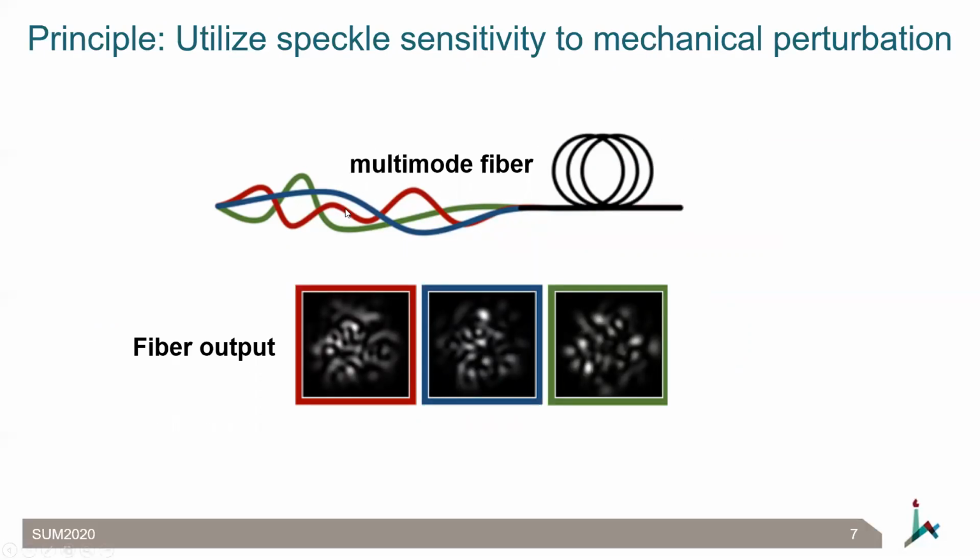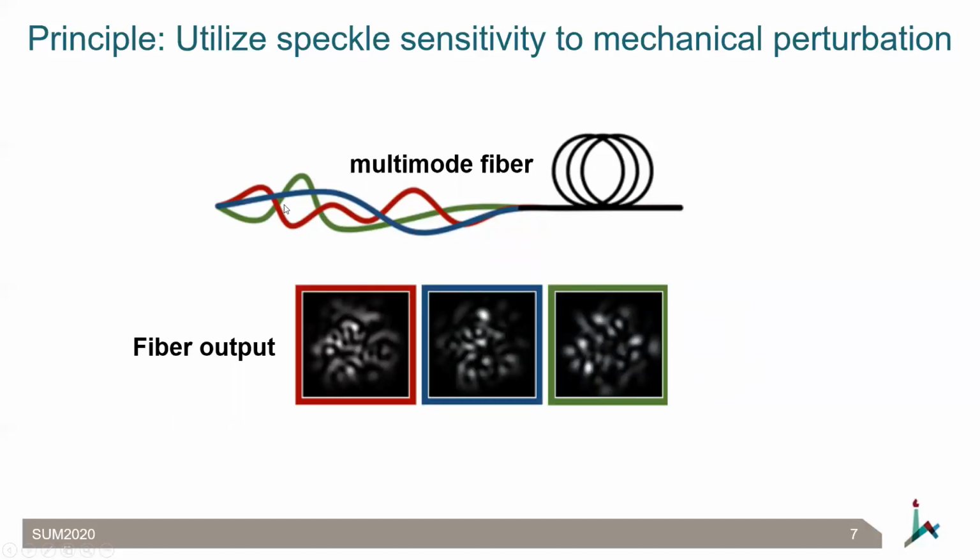Now, how can we control the light at the output of the fiber by manipulating the fiber itself? We know that when we couple laser light into the fiber, we get speckles at the output due to modal interference. Now we know that every tiny perturbation, any tiny mechanical perturbation to the fiber, even a slight touch, completely changes the speckle pattern that we see at the output.